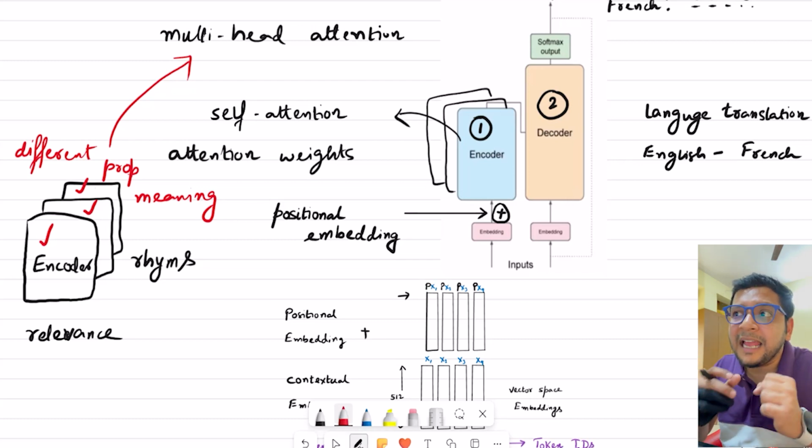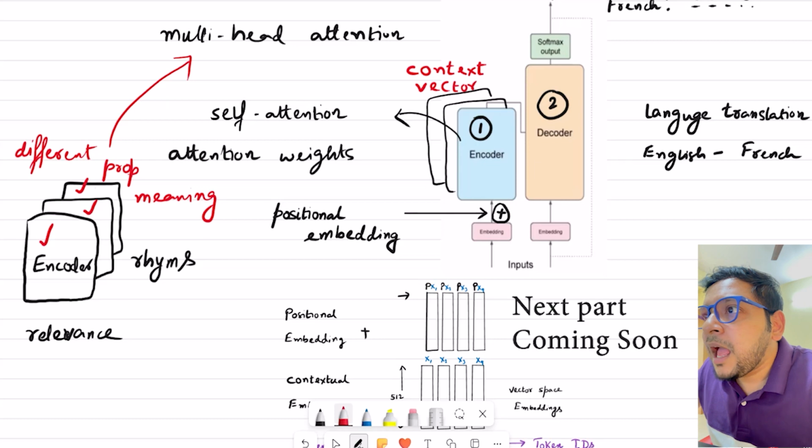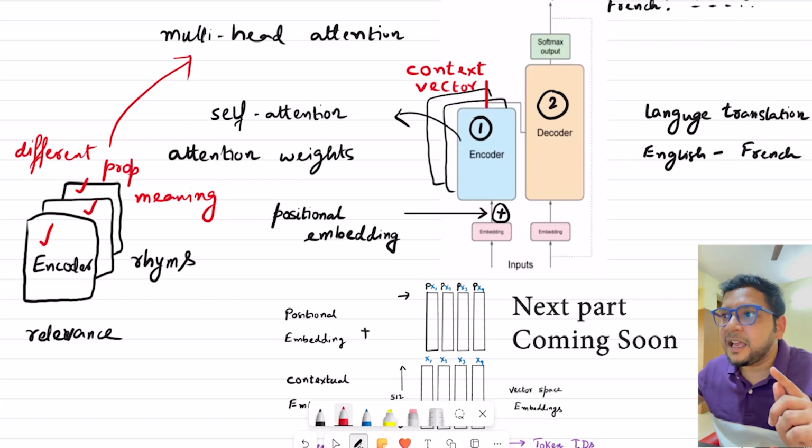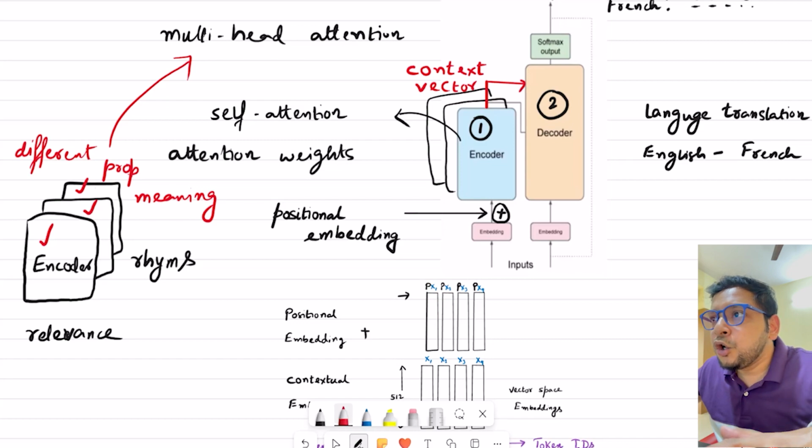After the multi-head attention, the output of the multi-head attention is converted to a vector called the context vector, and this context vector is given from the encoder to the decoder.